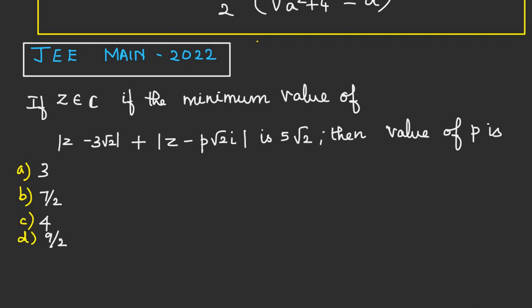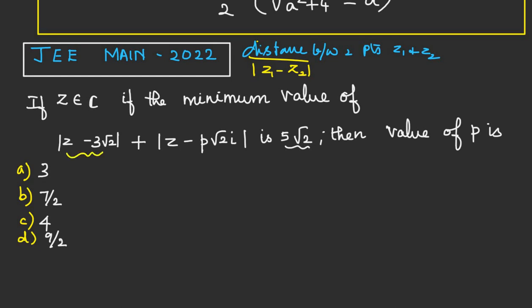Let us see a question here. If z belongs to the set of complex numbers, and the minimum value of modulus of z minus 3 root 2 plus modulus of z minus p root 2 i is 5 root 2, then we have to find the value of p. So we know the distance between two points, z1 and z2, is given by modulus of z1 minus z2. Distance between two complex numbers is given by z1 minus z2.